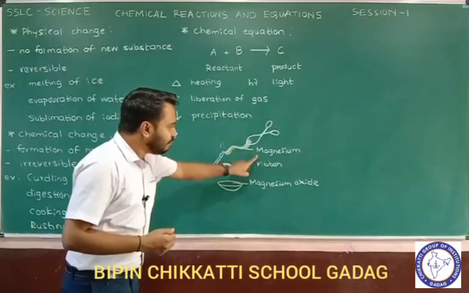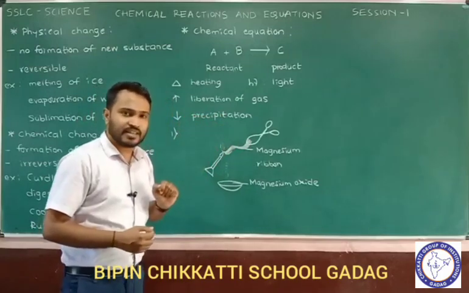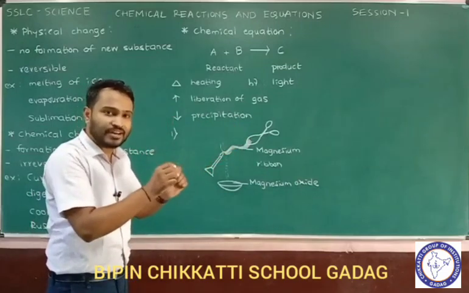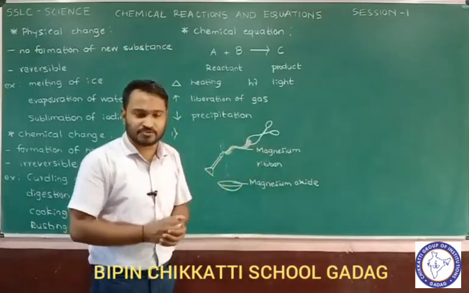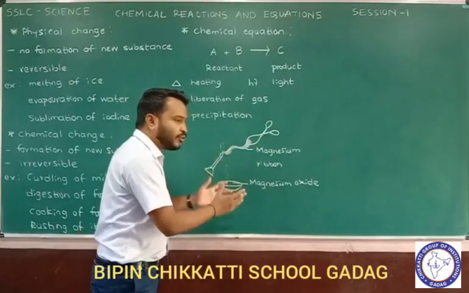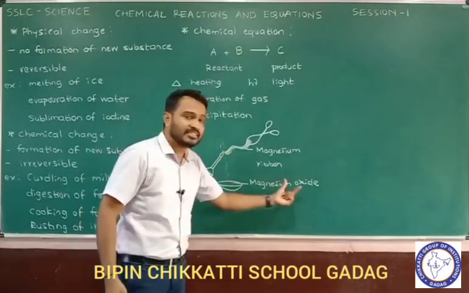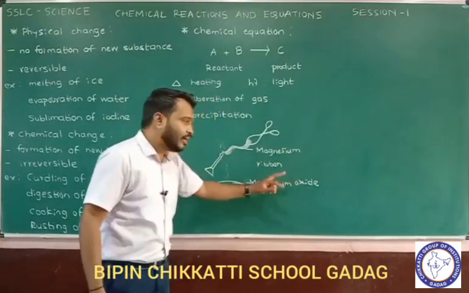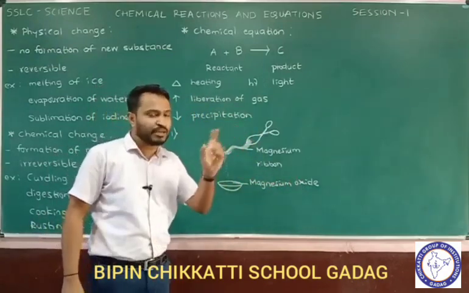The magnesium ribbon is going to burn, and we know that burning is nothing but combustion, and combustion is nothing but oxidation. Oxidation, combustion, burning, altogether the same thing, and oxidation is nothing but the addition of oxygen to a substance. After burning the magnesium ribbon, we are going to get a new substance. What is that new substance? Magnesium oxide. So in this experiment there is a formation of a new substance, magnesium oxide, and you cannot reverse that. Therefore this change we are observing is an example of a chemical change.